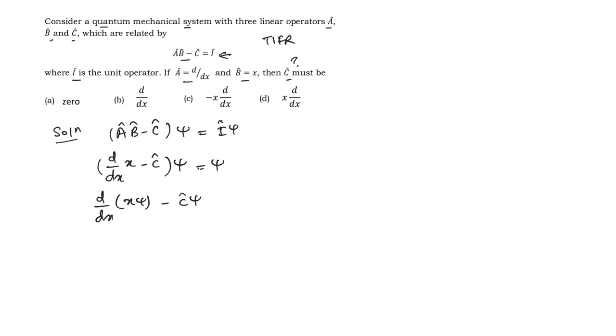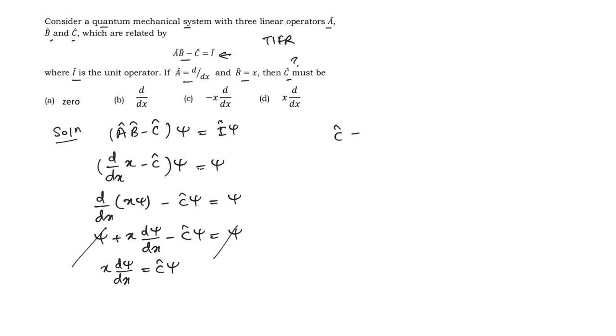minus C. Now if you operate this thing, this is psi plus x d psi by dx minus C psi is equal to psi. Now if you cancel both sides, you'll get x d psi/dx is equal to, and rearranging, you'll get this. So remove the dummy wave function, so the C operator is equal to x d/dx, which is the D option.